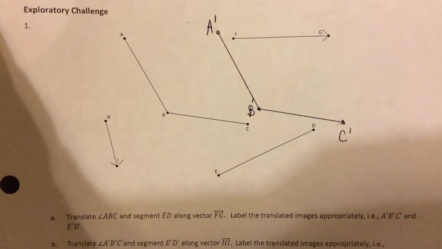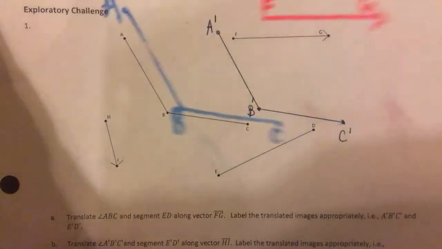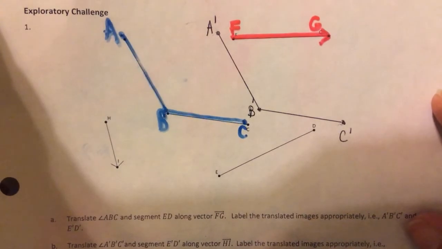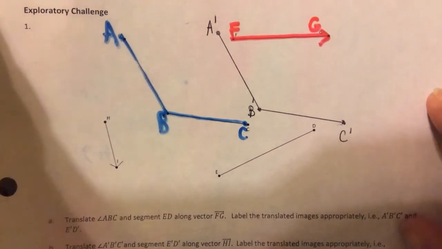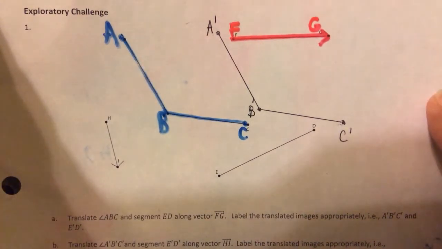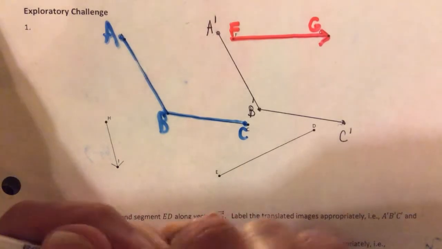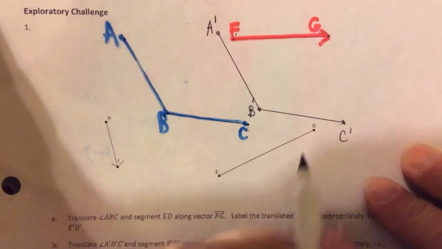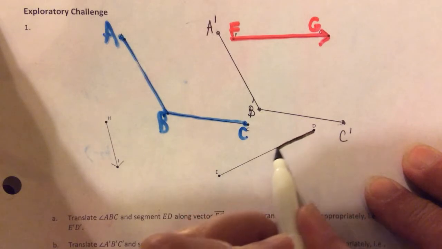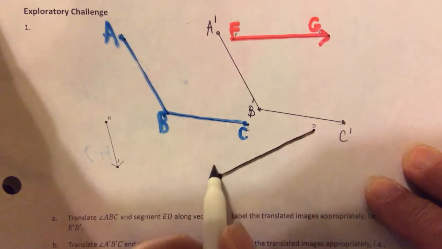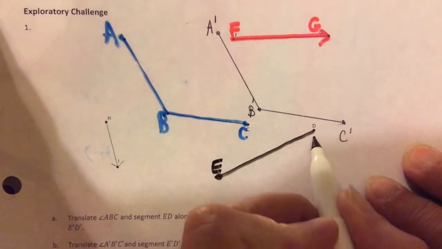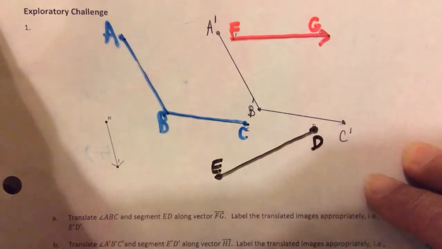Now I was also told to translate the segments. Let's go back and do that. So there's my vector. I've already traced it. Now I'm going to trace the segment here. I'll put the segment in black. Segment D, E. So there's E and D, point D right there.